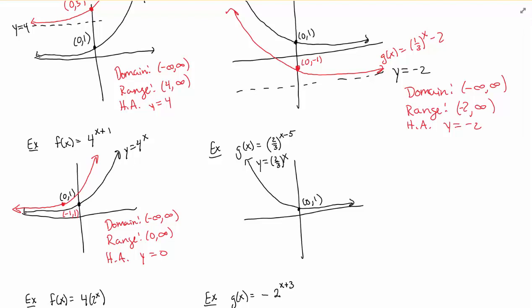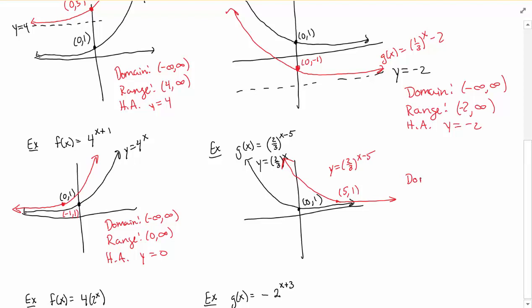The minus 5 is inside that function, so it's going to affect my x's. And it's going to go to the right by 5 because they do the exact opposite of what you think. So 0, 1 is going to go to the right by 5. So it's now over at 5, 1. Horizontal asymptote is still the same. It didn't go up or down. I'll be up there, something like that. So here's my y is equal to 2/3 to the x minus 5.